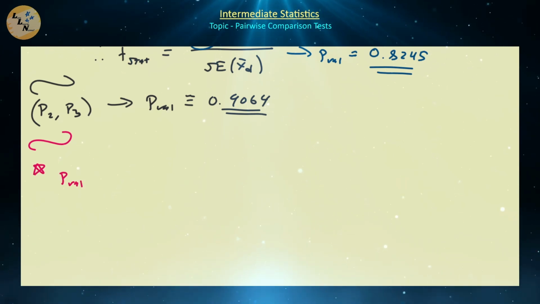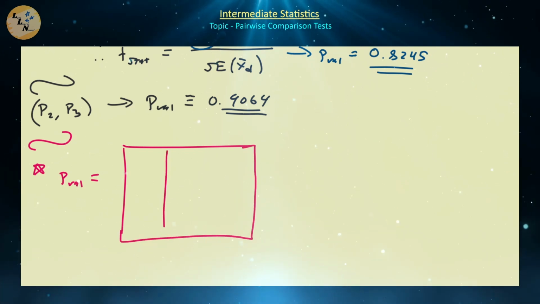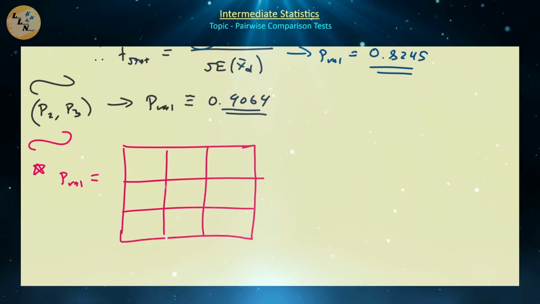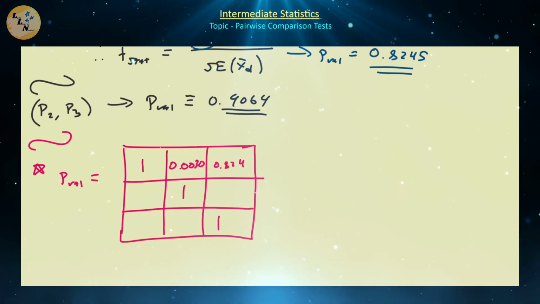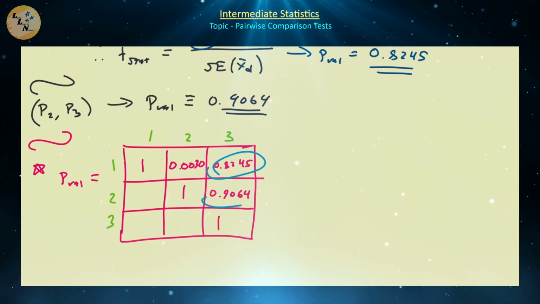So our p-value matrix is going to be a 3x3 matrix, where we only need to look at the upper side of this, right? So 1, 1, and 1. So we have 0.0030, we have 0.8245, and 0.9064. And let's just label this: 1, 2, 3, 1, 2, and 3. And notice that we have that these are very, very large, right? So what are we trying to say there? So these are very, very different from that one.